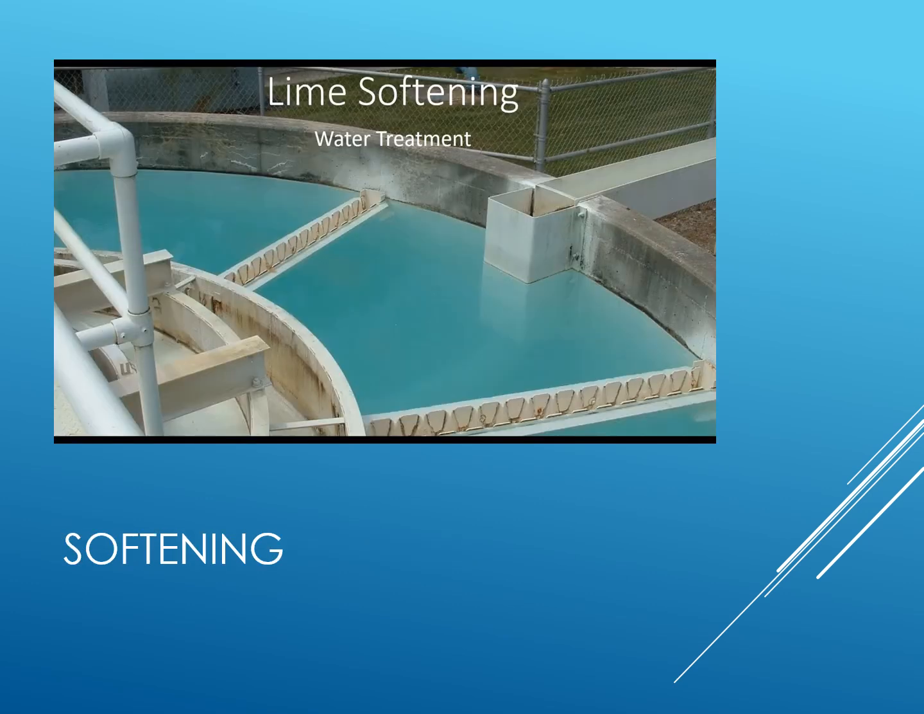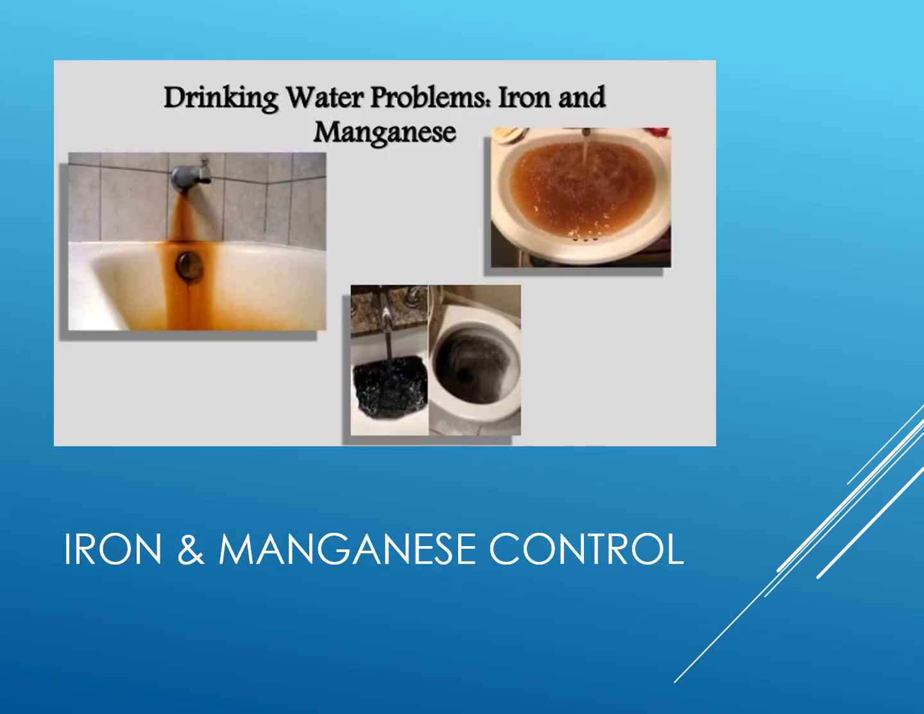In water treatment plants, softening typically uses ion exchange or reverse osmosis to remove hardness-causing ions like calcium and magnesium, preventing scale buildup and improving water quality. In water treatment plants, iron and manganese control typically involves oxidation followed by filtration, using oxidants like chlorine, potassium permanganate, or ozone to convert these metals into insoluble forms that can be removed by filtration.